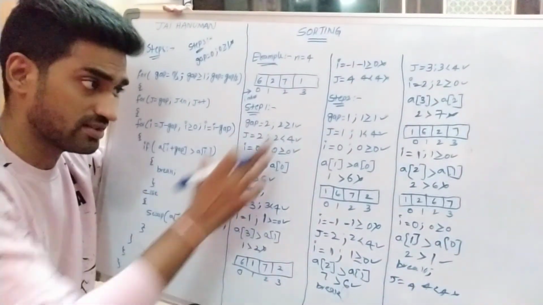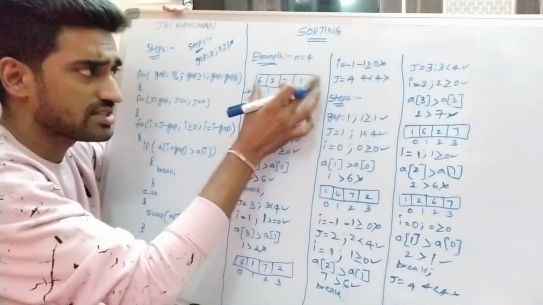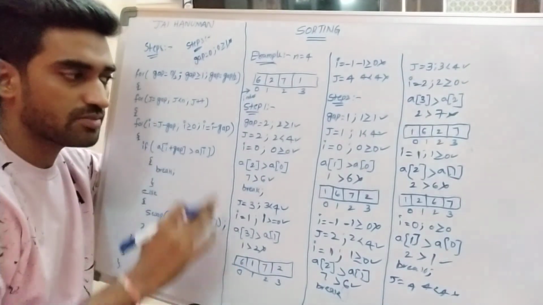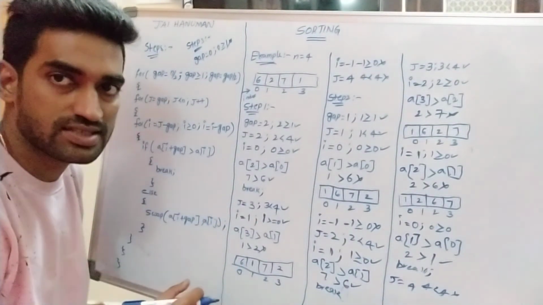So based on this procedure, I am taking this example. Finally we can get the sorted array of elements. Right? So this is about an example of a shell sort.